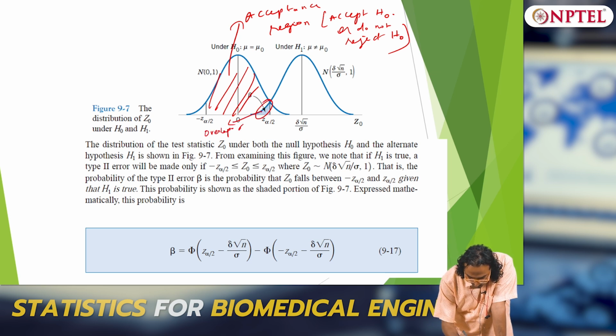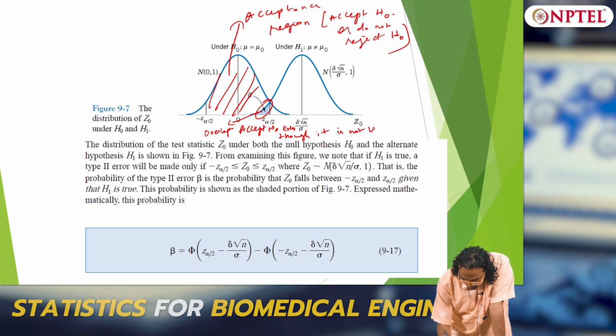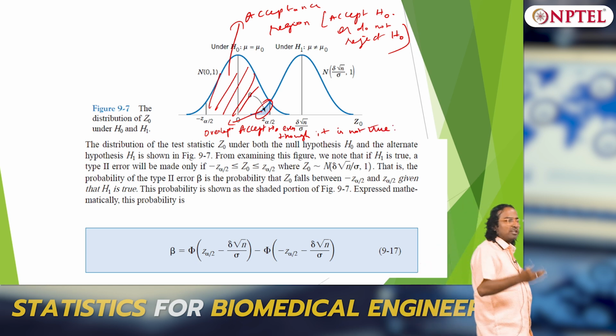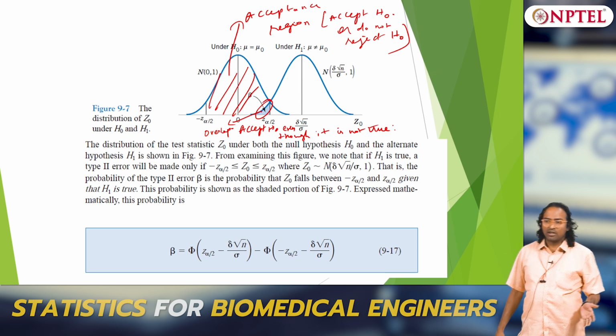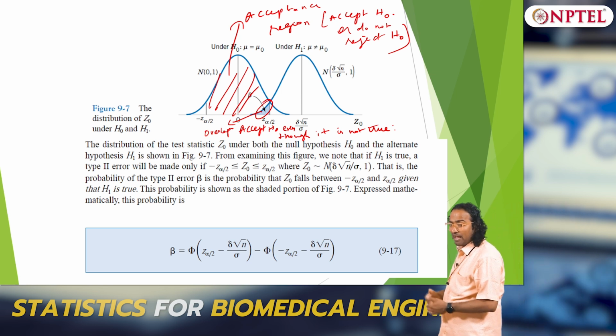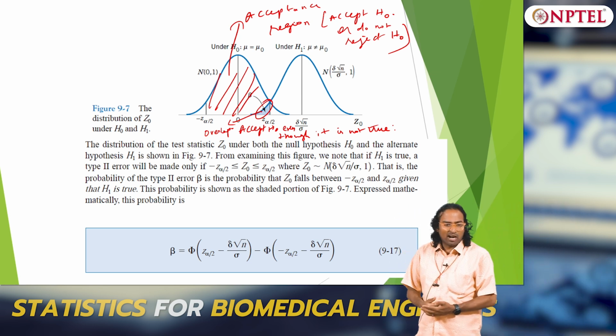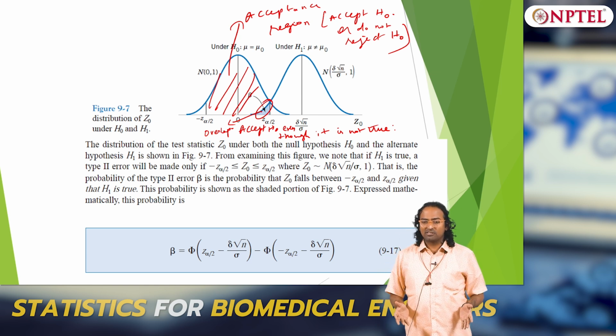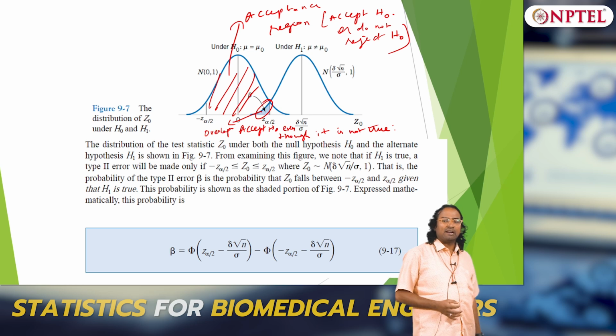If you look at the overlap, what am I going to do? I am going to accept H naught even though it is false. Actually it belongs to the tail of the second distribution, but that has overlapped with the acceptance region of H naught, and therefore you accept H naught even though it is false. This overlap region is the beta.